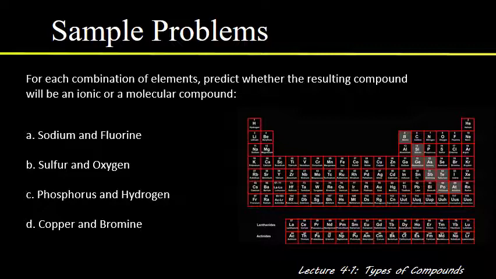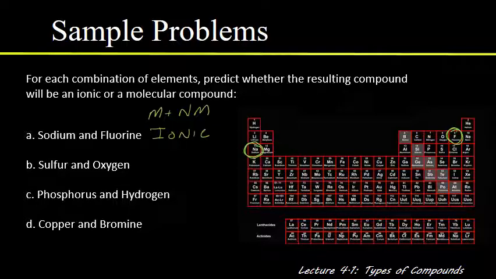Okay, so let's take the first one, sodium and fluorine. All right, sodium is over here, and fluorine is over here. Sodium's on the far left, that's a metal. The fluorine is in the upper right, that's a nonmetal. So because we have a metal and a nonmetal, a compound formed from sodium and fluorine is going to be ionic.